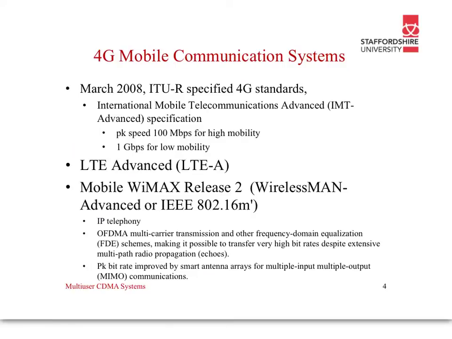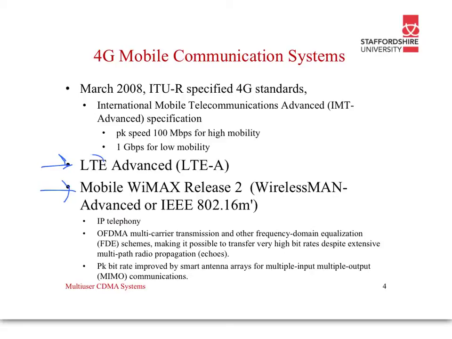So now 4G. 4G is aimed to have a peak speed of 100 megabits per second for high mobility users and 1 gigabit per second for low mobility users. These were specified in March 2008 by the International Telecommunications Union Radio Unit, ITU-R, as IMT-Advanced. There are two versions: Long-Term Evolution, LTE Advanced, and also Mobile WiMAX Release 2.